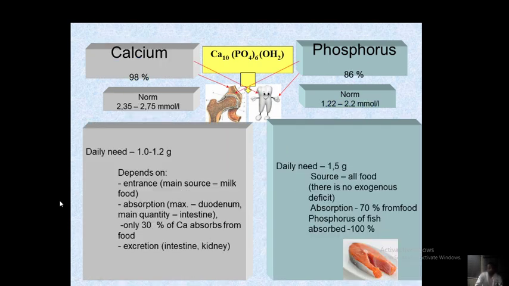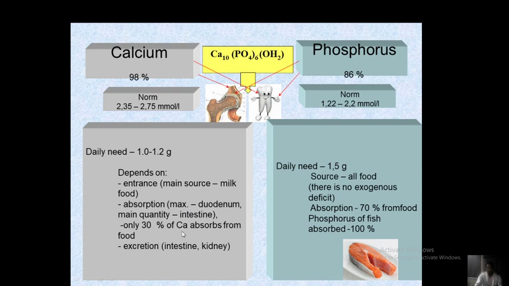Daily requirement: the main food source is milk. Where does it get absorbed? Calcium is absorbed from the duodenum, by the activity of vitamin D3. Which part of the duodenum? The first and second parts, D1 and D2. Mostly it is absorbed from D1 and D2.